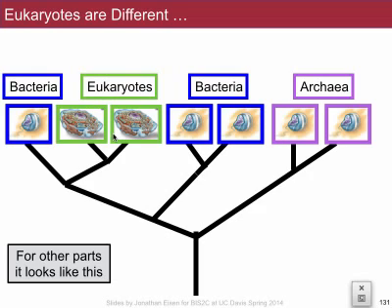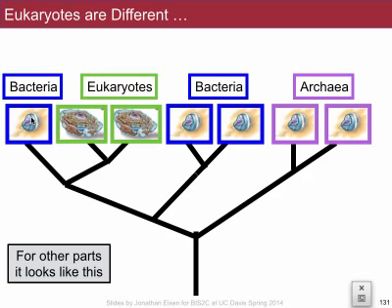That is, that part of eukaryotes was more closely related to some bacteria than they were to other bacteria or to Archaea. And the converse, some bacteria, for their corresponding part of their genome, were more closely related to eukaryotes than they were to other bacteria and Archaea.